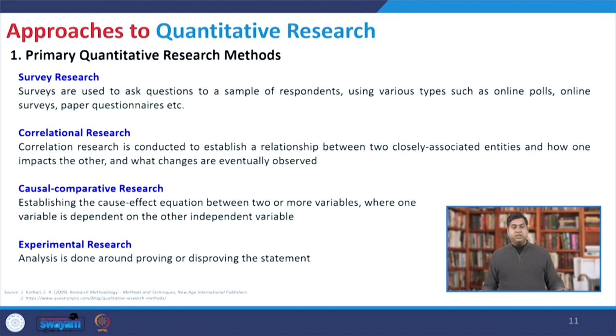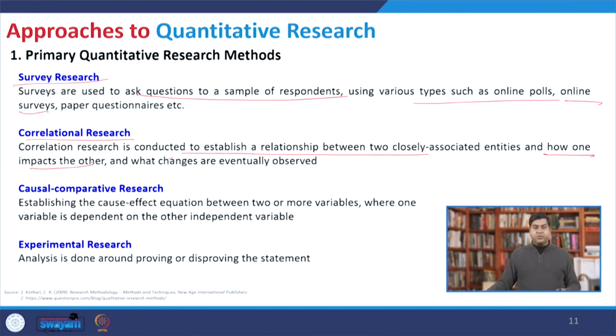For primary quantitative research methods, we can go for survey research, where surveys are used to ask questions to the sample respondents using various types of options, like online polls, online surveys, paper-based questionnaires, or a mixture of those. Also we can go for correlational research, which is conducted to establish the relationship between two closely associated entities and how one impacts the other and what changes are eventually observed.